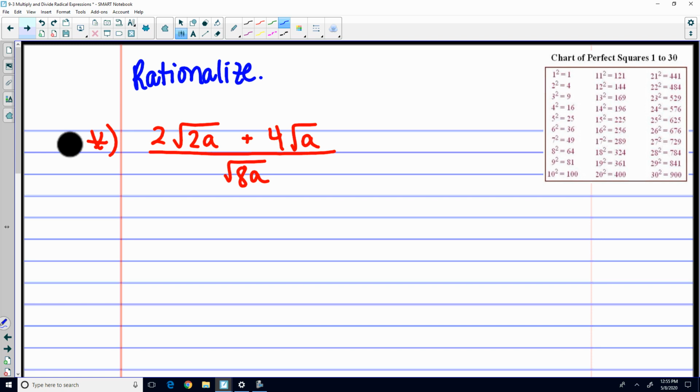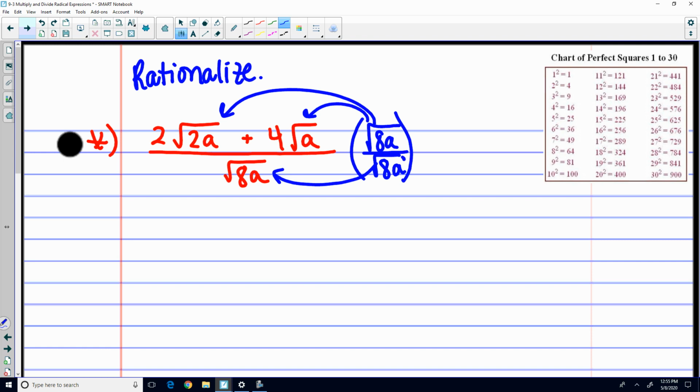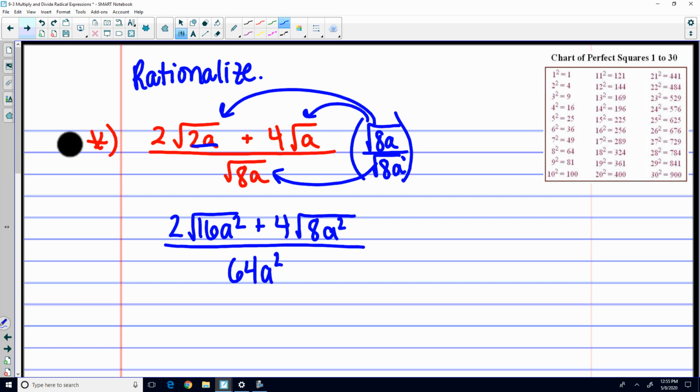Okay? So we are going to, if you remember, multiply the top and the bottom by the denominator, the square root of 8a over the square root of 8a. Let's go ahead and multiply that. So remember, it distributes here to each term. All right, 2, and then 2a times 8a would be 16a squared. There's a plus sign then. 4 on the outside. 8a times a would be 8a squared. All over 8 times 8 is 64. 8 times a is a squared, square root.